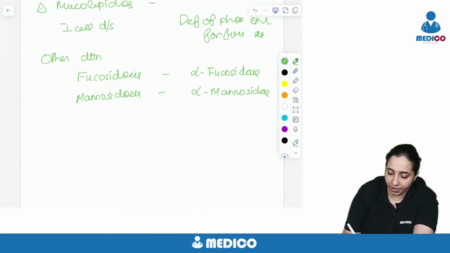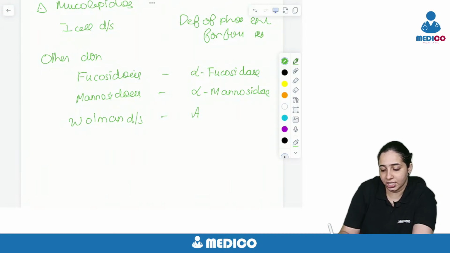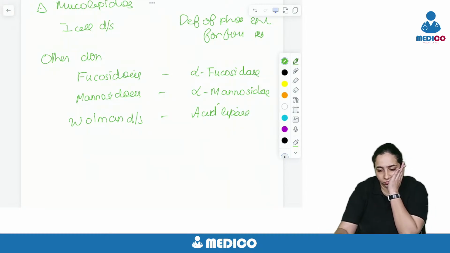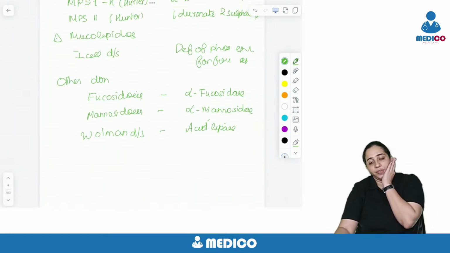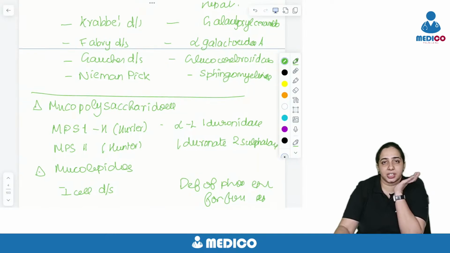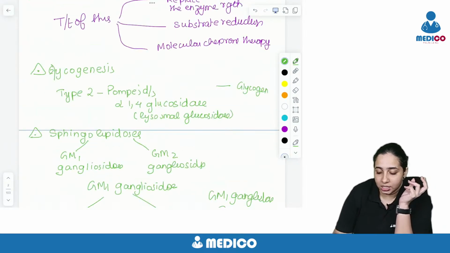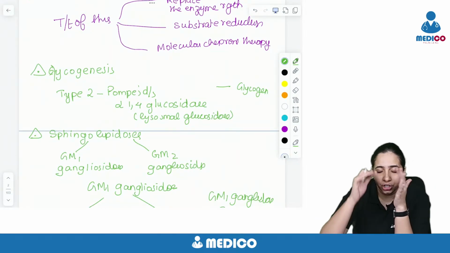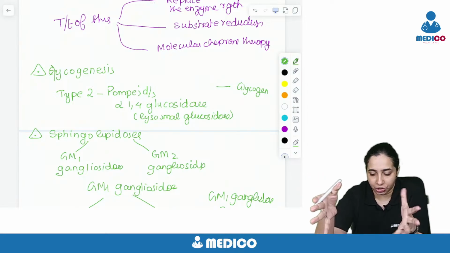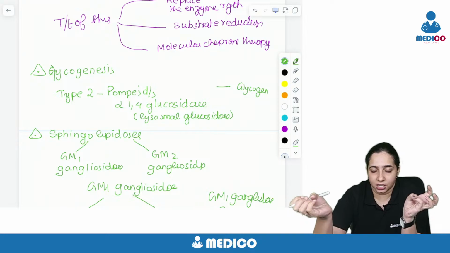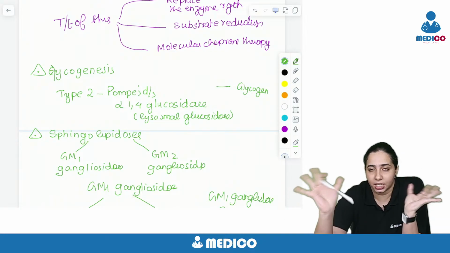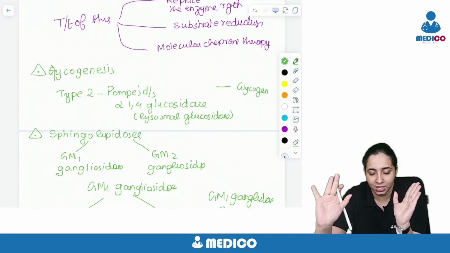Then you have another disease called Wolman disease, where what is deficient is acid lipase. Now, this is one of those things that you just have to know. So when you're talking about lysosomal storage disorders, I hope you understand the pathology behind lysosomal storage disorders.